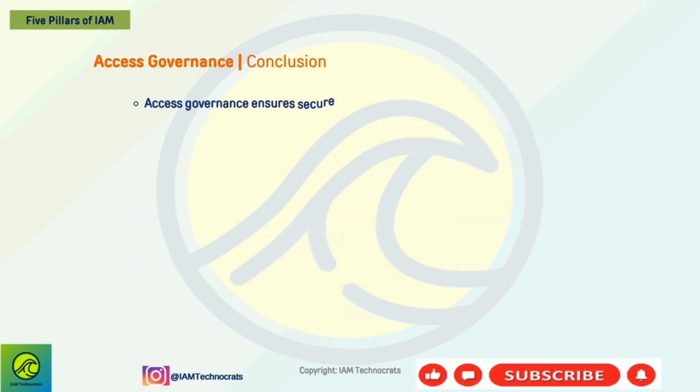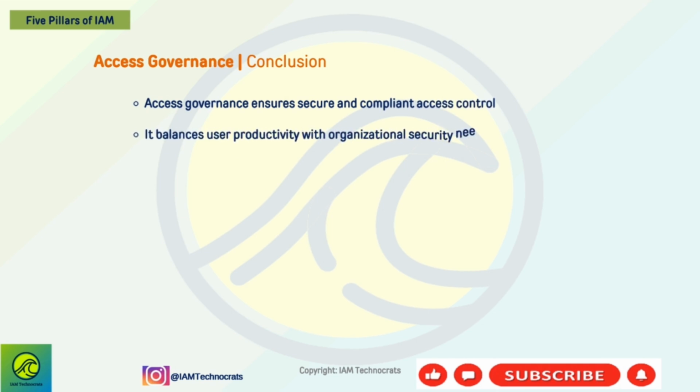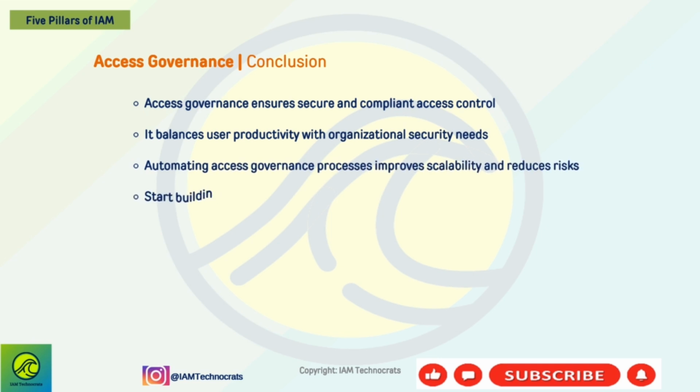Let's conclude the fourth pillar of IAM, which is access governance. Access governance ensures secure and compliant access control. It balances user productivity with organizational security needs. Automating access governance processes improves scalability and reduces risks. So, start building a robust access governance framework today.